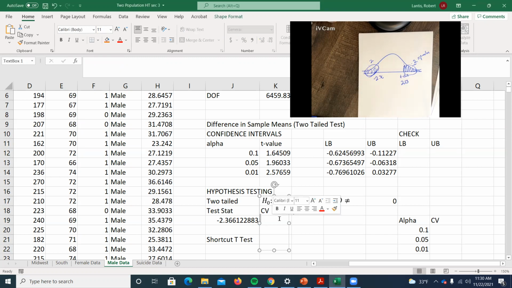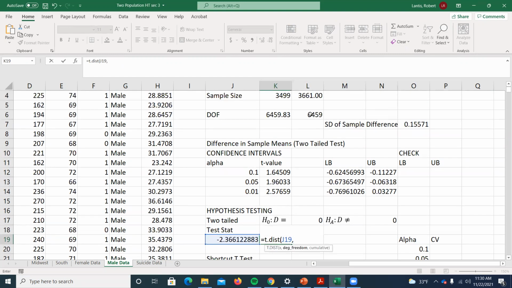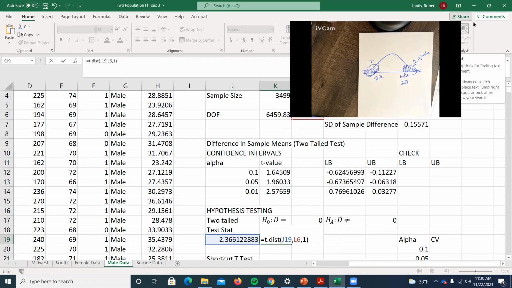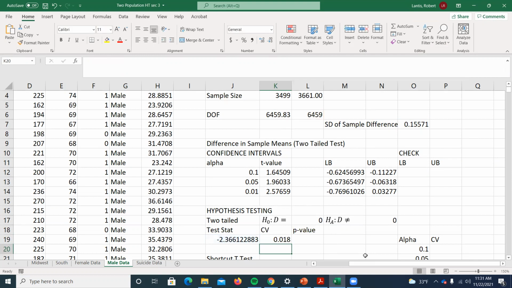Well, I go here, equal sign. I use that T.DIST, all right? So my T.DIST, I tell it my test statistic, comma, I tell it my degrees of freedom, which I had kind of pre-built in here. Right, here's my degrees of freedom. And then comma 1 is going to give me the area to the left of that test statistic, which is what I wanted. But then I need to remember to multiply it by 2. So I'll multiply whatever that T.DIST function returns to me by 2 to get my p-value.